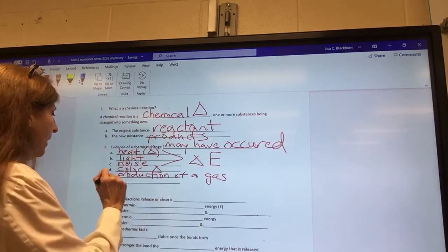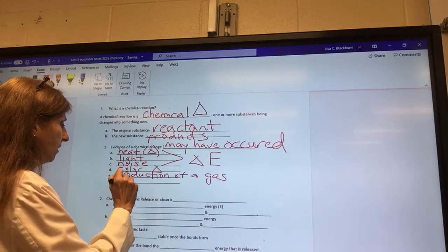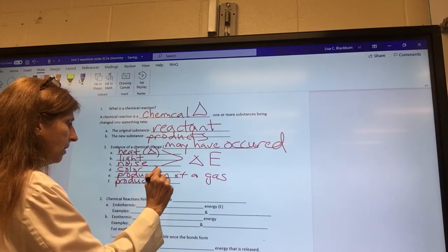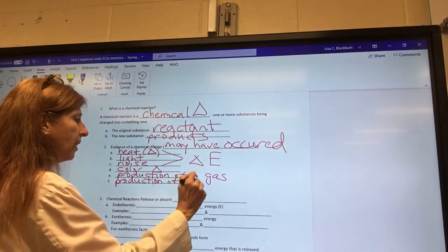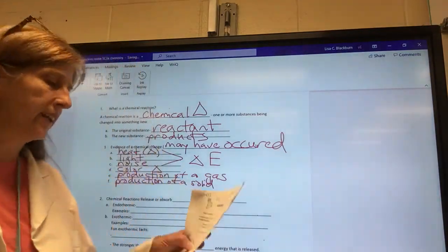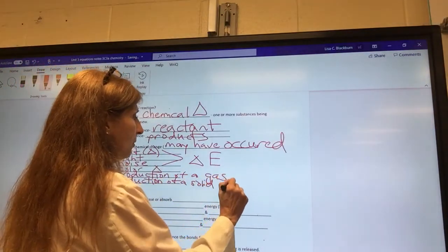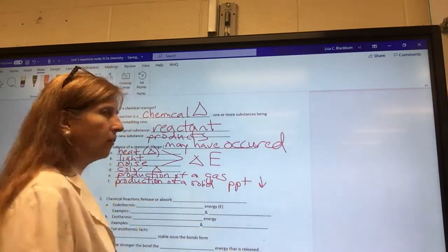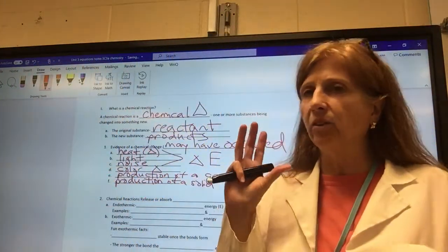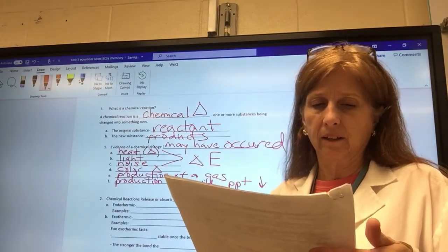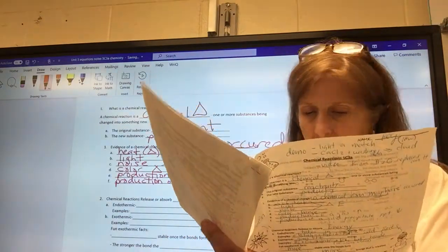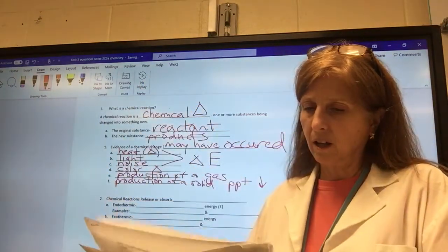And then you can also have production of a solid. When you mix 2 liquids together and you get a solid powder in it, it's called a precipitate. And the symbol for it is PPT, or an arrow down. So a lot of times you have 2 test tubes, you mix them together, and you get a solid to form in it. I could go ahead and show that.